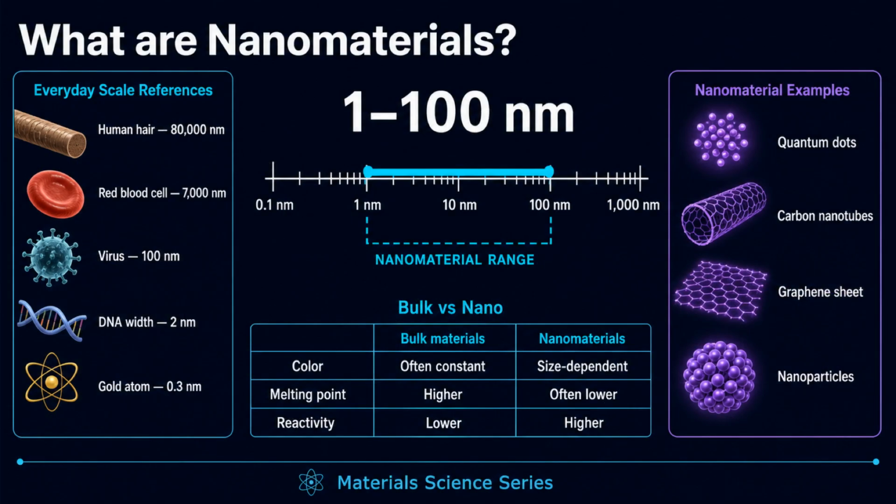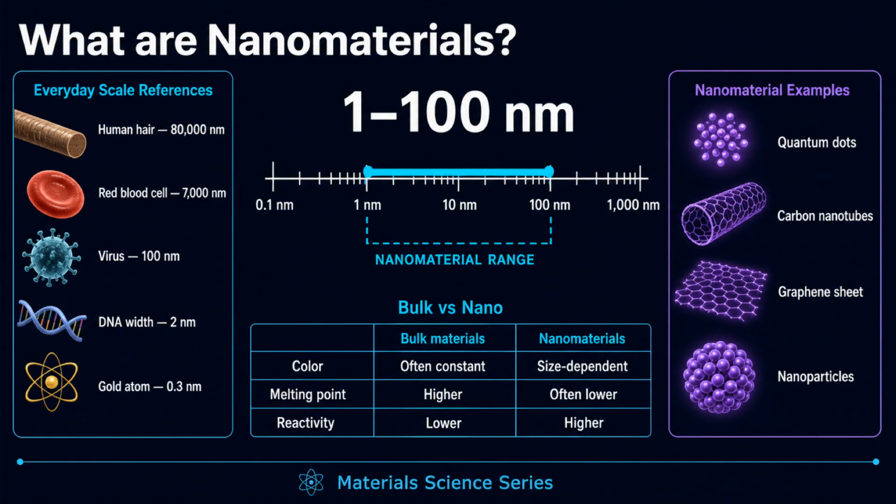Nanomaterials are materials with at least one dimension between 1 and 100 nanometers. To put this in perspective, a nanometer is 1/1000th of a meter. A human hair is about 80,000 nanometers thick, a red blood cell is 7,000 nanometers, and DNA is just 2 nanometers wide. At this scale, materials exhibit unique properties that differ dramatically from their bulk counterparts.